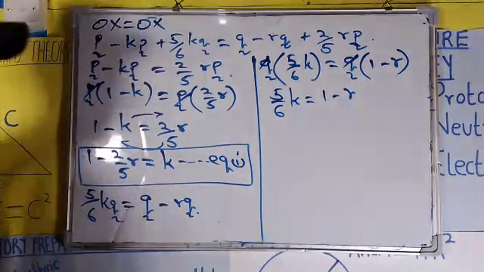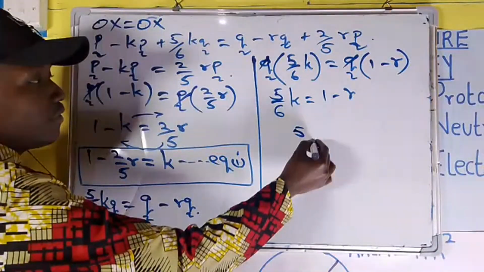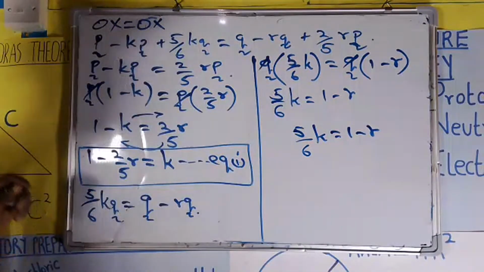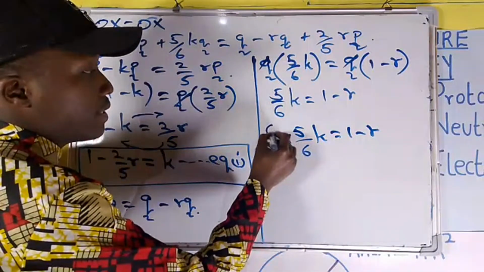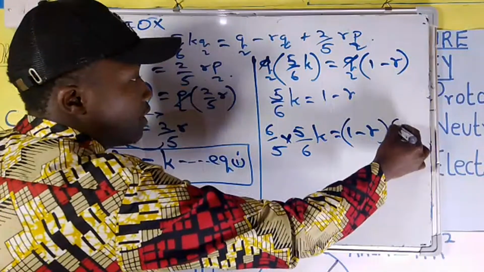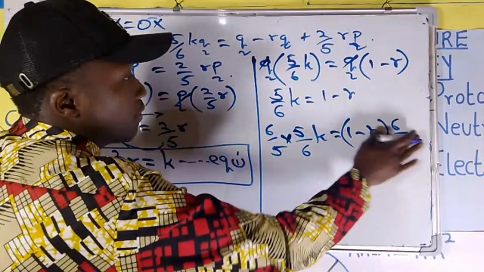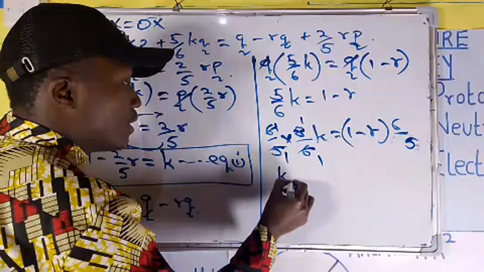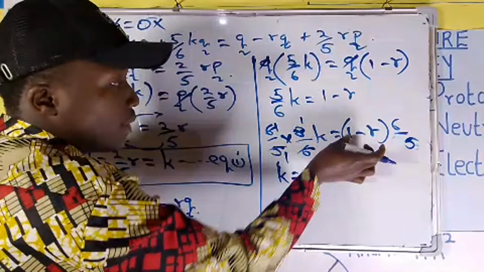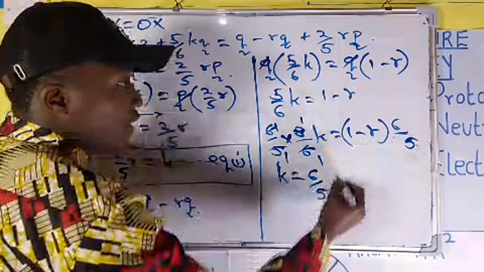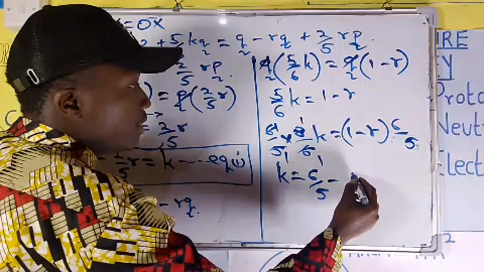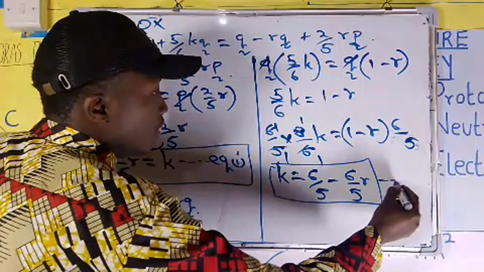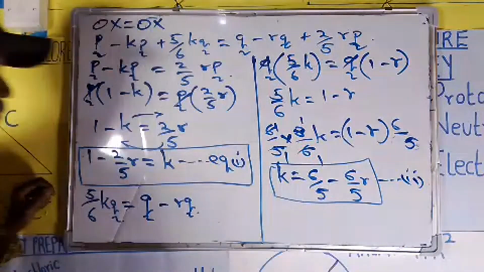So in this case, we can still make k the subject. So 5/6k is equal to 1 minus r. If we decide to make k the subject here, we will multiply by 6/5, and we also multiply everything here with 6/5. Once we multiply, we cancel everything and we are left with k is equal to 6/5 times 1, which is 6/5, minus 6/5 times r, so 6/5 r. So that will be the second expression of k, which we can call equation 2.